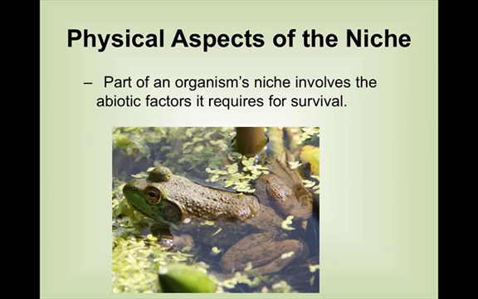There are some physical aspects to a niche as well. We talked about resources there, but sometimes an organism needs a specific set of environmental components for its survival. This North American frog is an example of that. All amphibians require water.